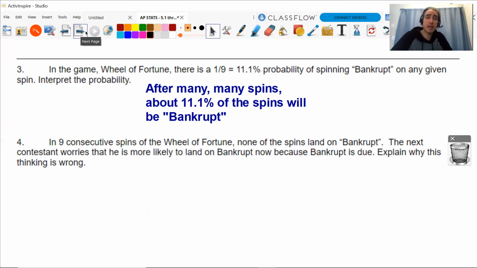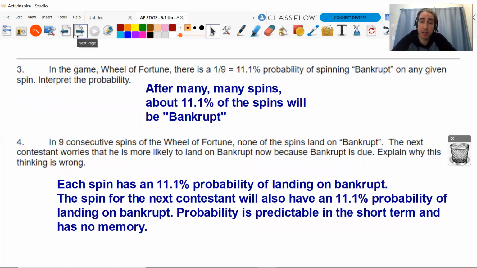Question 4, in 9 consecutive spins of Wheel of Fortune, none of the spins lands on bankrupt. This next contestant worries that he is more likely to land on bankrupt now because bankrupt is due. Why is this thinking wrong? Well, the wheel has no memory. So the wheel is going to keep having that 11.1% probability of getting on bankrupt. So each spin has an 11.1% chance of getting on bankrupt, assuming it's spun correctly.